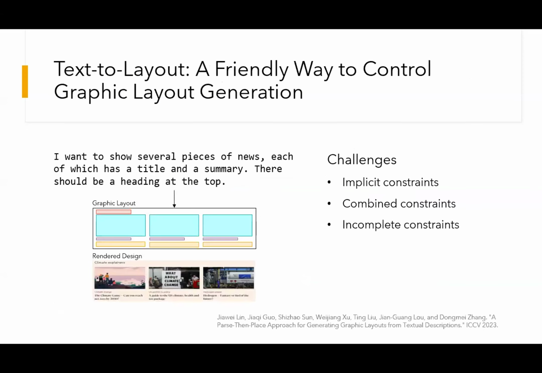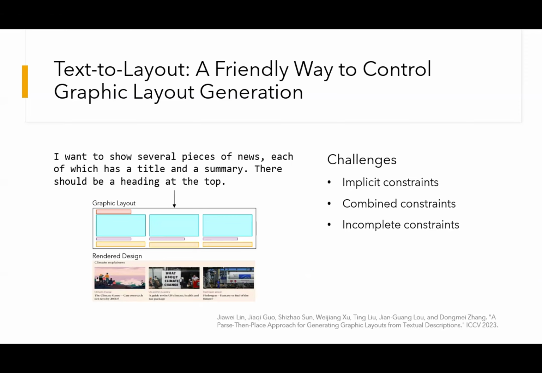So this motivates us to propose a new task to provide a friendly way to control graphic layout generation. We call it text-to-layout. Here is an example. The input could be: I want to show several pieces of news, each of which has a title and a summary, and there should be a heading at the top.